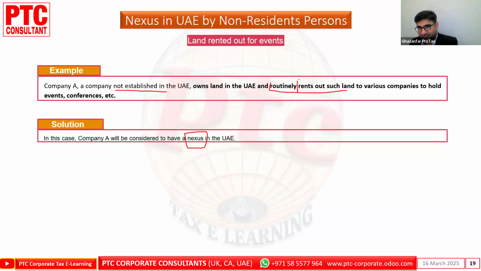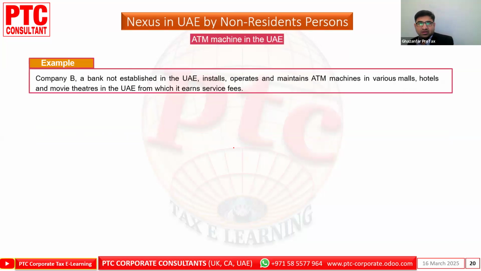Because he's not registered or established in the UAE, there is no fixed place PE. But he has taken the land. Company A will be considered to have nexus in the UAE. Okay, if you want to cover this additional part also.